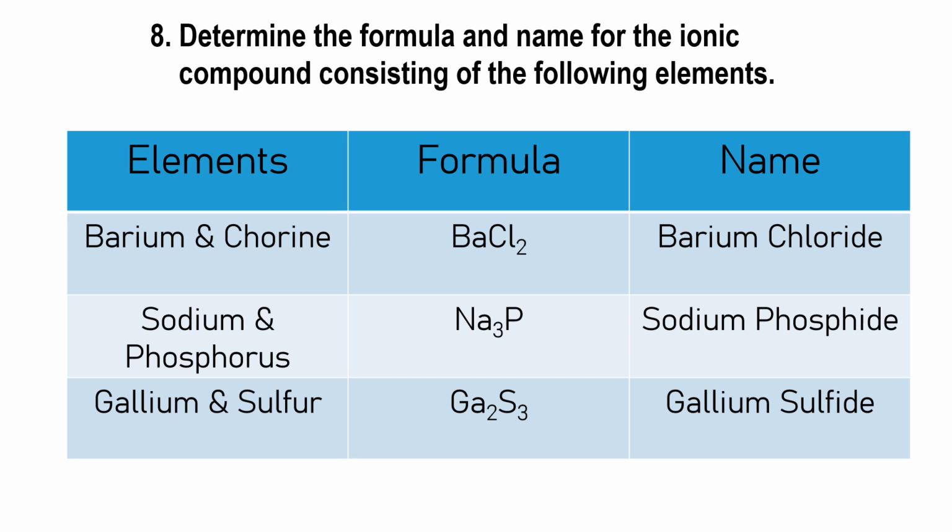And we also have sodium and phosphorus. So with the elements of sodium and phosphorus, you will need to balance 1 phosphorus, which has a charge of -3, with 3 sodiums, which has a charge of +1. And the compound is called sodium phosphide. And the last example, a compound with elements of gallium and sulfur, is called gallium sulfide.